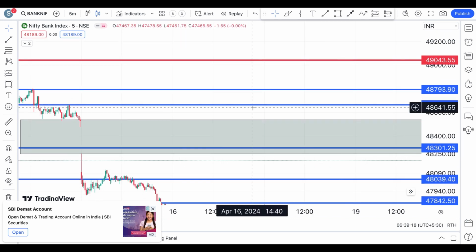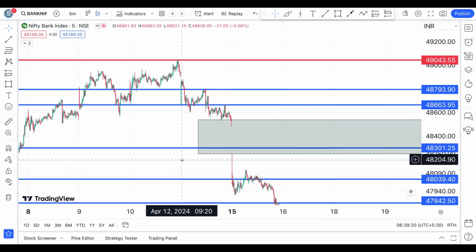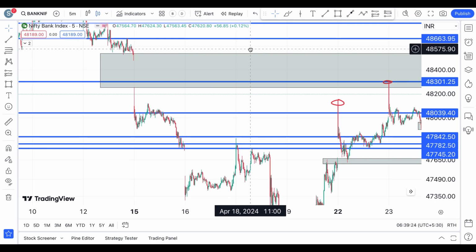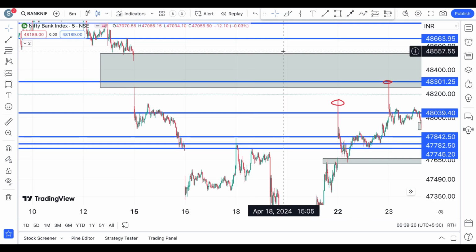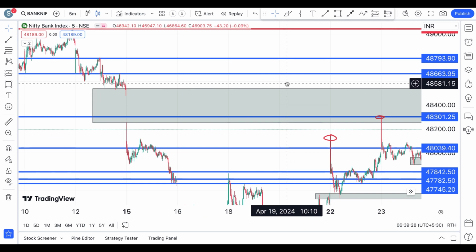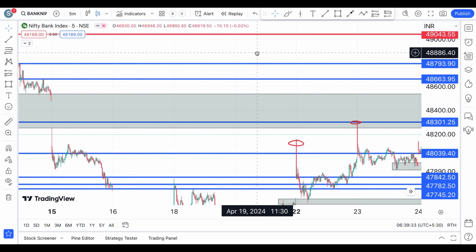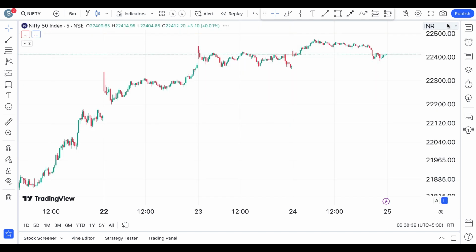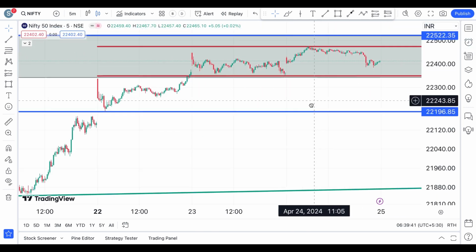Let's now shift our attention to the Nifty. If you want to quickly understand the daily chart analysis of both Bank Nifty and Nifty, as we discussed, it's there in our earlier video. Kindly check that. And let's quickly change our chart to the Nifty. Yes, now we are in the Nifty chart.